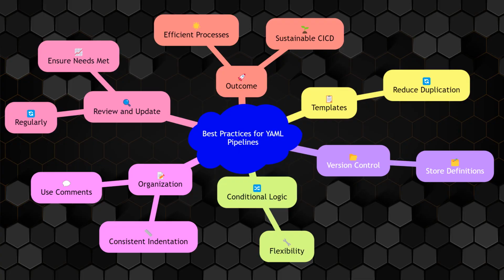Following best practices can help you create more efficient and maintainable YAML pipelines. Some best practices include using templates to reduce duplication, leveraging conditional logic for flexibility, and storing pipeline definitions in version control. Additionally, it's important to keep your YAML files well organized and readable by using consistent indentation and comments. Regularly reviewing and updating your pipeline configuration can help ensure it continues to meet your needs. Following these best practices can lead to more successful and sustainable CI/CD processes.